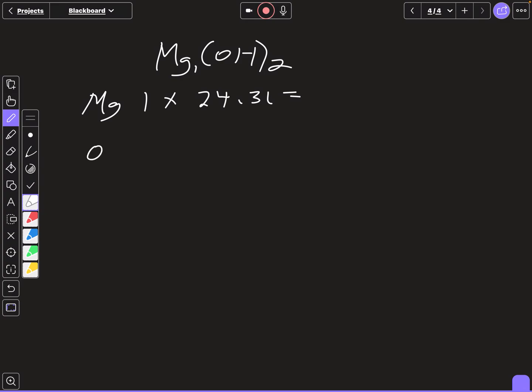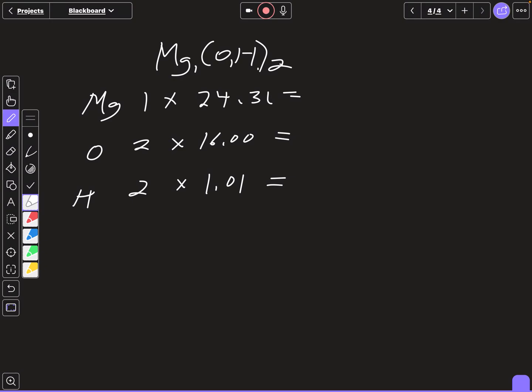Oxygen, if I look in the parentheses, I have 1 on the inside. I multiply that by the number on the outside. And remember, the number on the outside of the parentheses goes with everything just on the inside of the parentheses. So for oxygen, there's 1 on the inside times 2 to give me a total of 2. Oxygen's atomic mass is 16.00. Hydrogen, I have 1 on the inside times 2. So hydrogen, I have 2 of those times its molar mass, which would be 1.01.